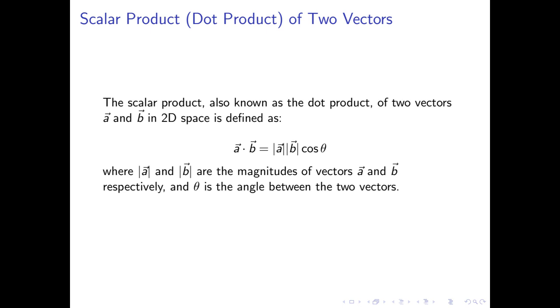The scalar product, which is also known as the dot product of two vectors A and B in a two-dimensional space, is defined as A dot B equal to the magnitude of A times the magnitude of B cos theta. This multiplication or this product is not the same thing as when you do cross multiplication. All right. The angle is the angle between the two vectors you are considering.